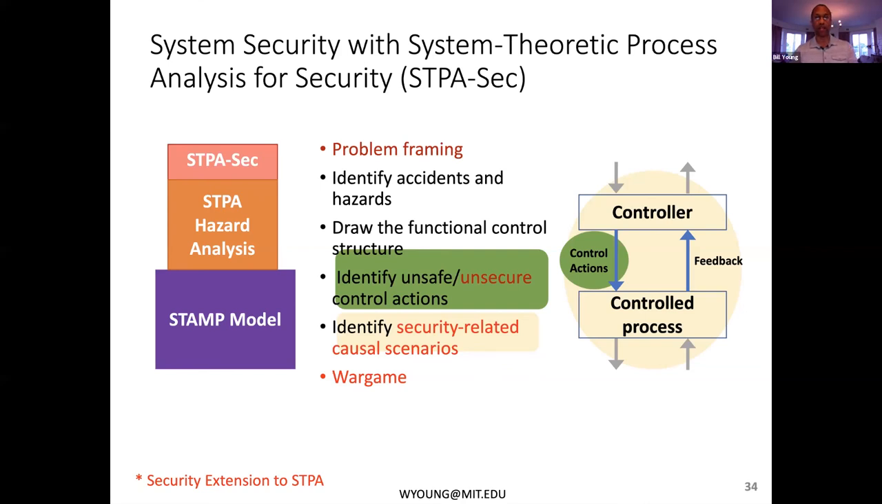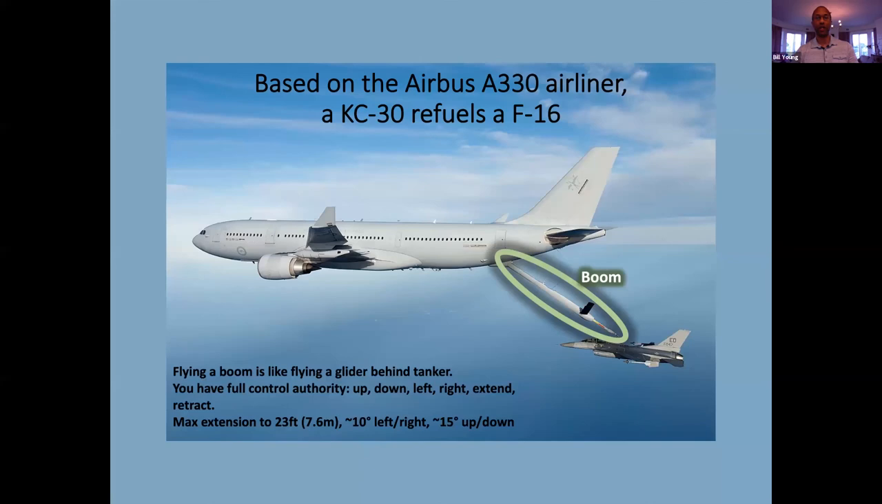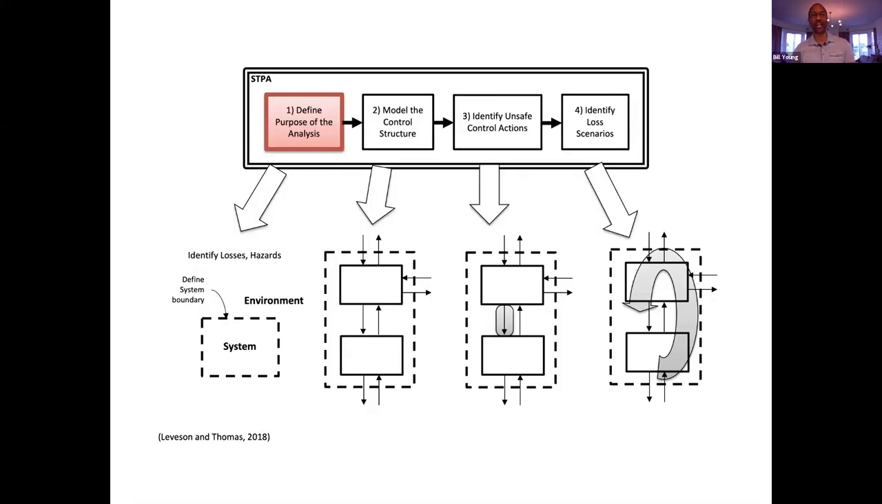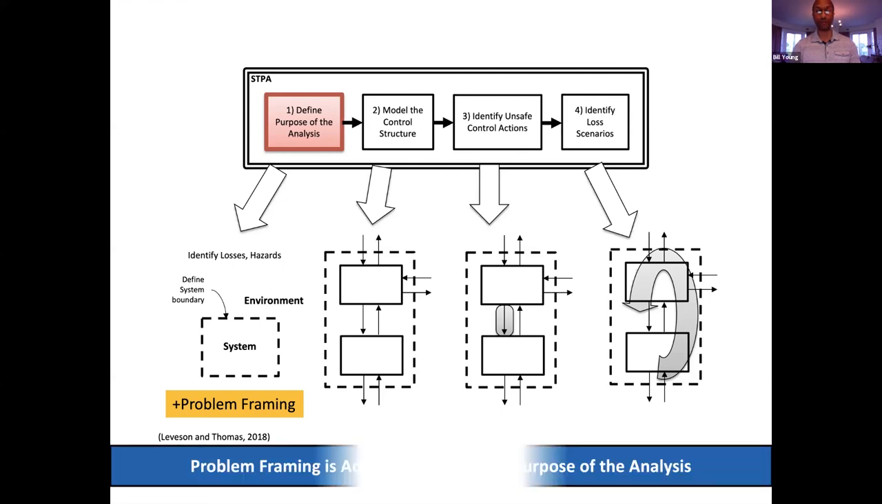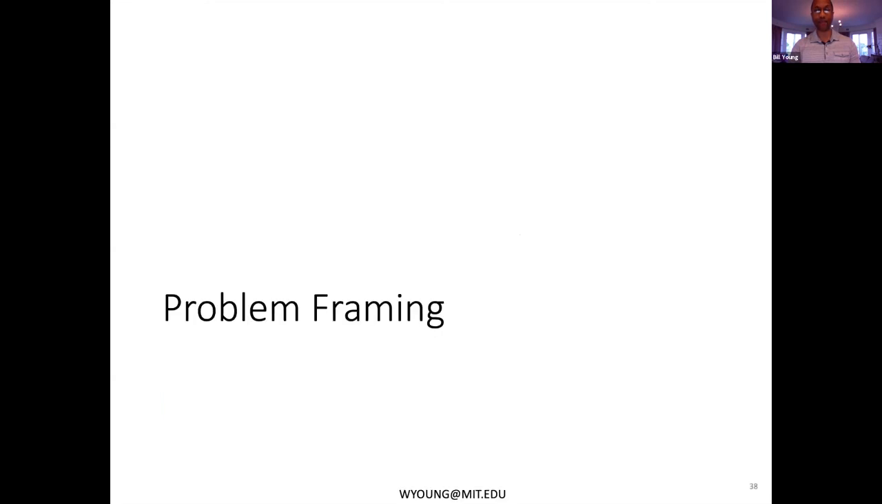I'm going to go quickly because what I really want to get to is the wargaming, because that's the thing that I haven't been able to spend the most time on in the past, and I really wanted to hit that this year. So we are returning back to our friendly air refueling case, the boom. And so we start our analysis. Again, it's the same process as laid out in the STPA handbook. And the only thing we're going to add is the problem framing. So we're gonna add that up front, by the way.